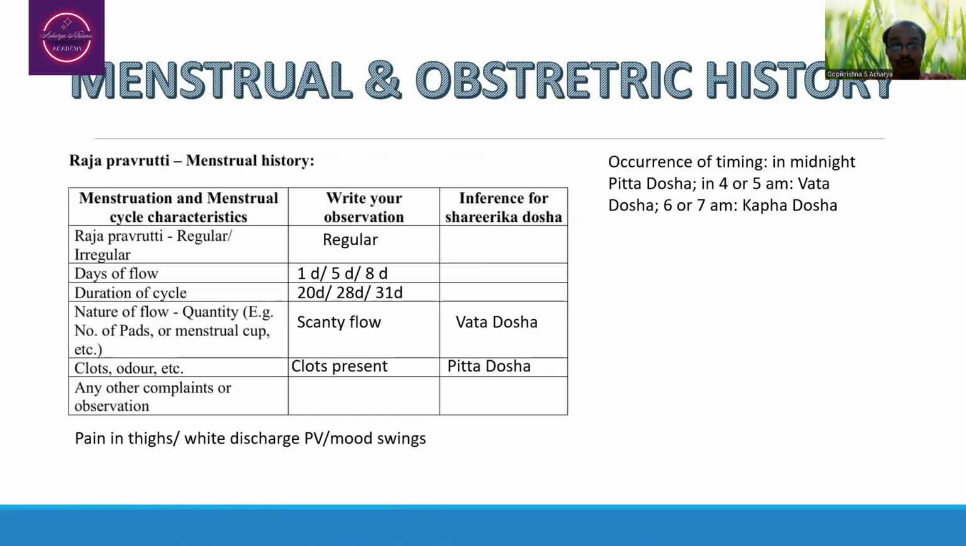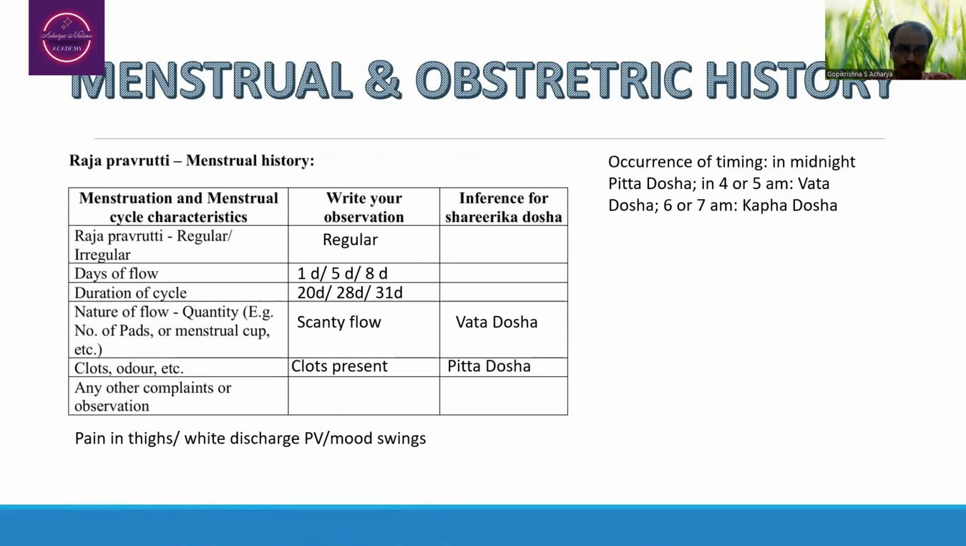Regarding the duration of the menstrual cycle, in the sense if the lady is presented with menstruation today, after how many days she may be having the next menstrual cycle. So that will give us the duration of the menstrual cycle, whether it is a 20 day cycle or 28 day cycle or 31 day cycle or more, that should be recorded.